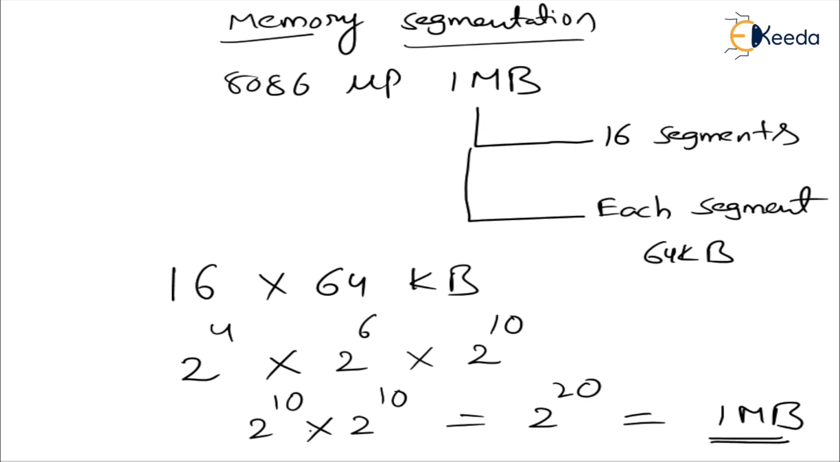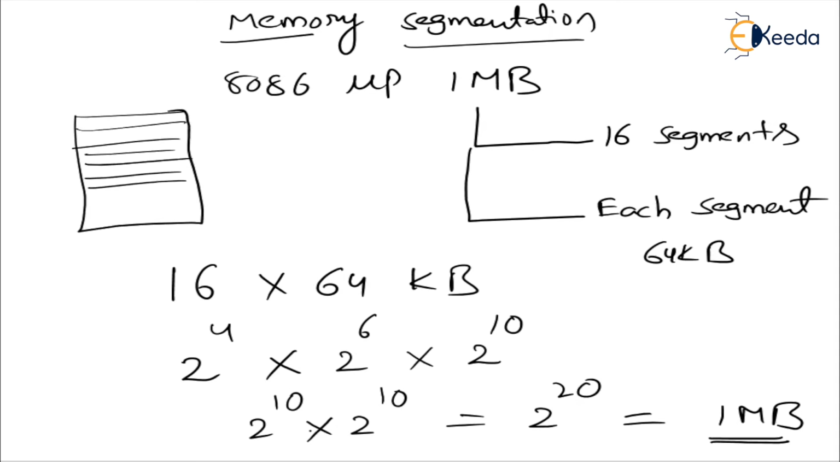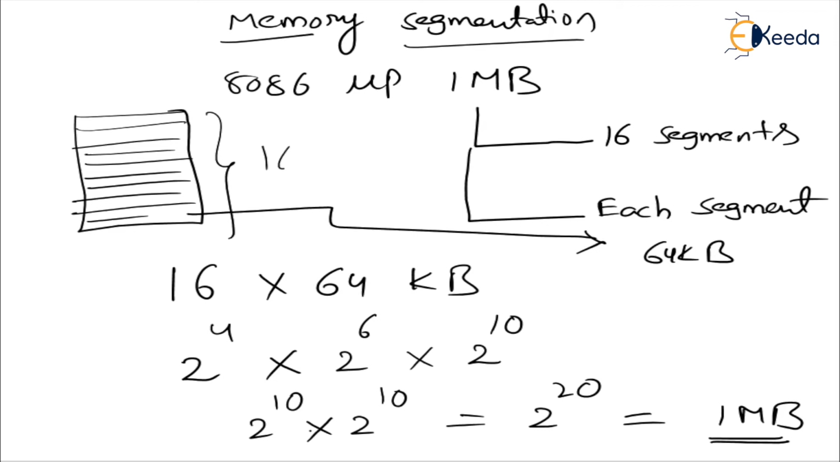Dear students, please pay attention. This is very, very important. Our 8086 physical memory is 1 MB. This 1 MB memory is divided into segments. Each segment size is 64 kilobytes. Total 16 segments. Okay, now we are going to the main topic.